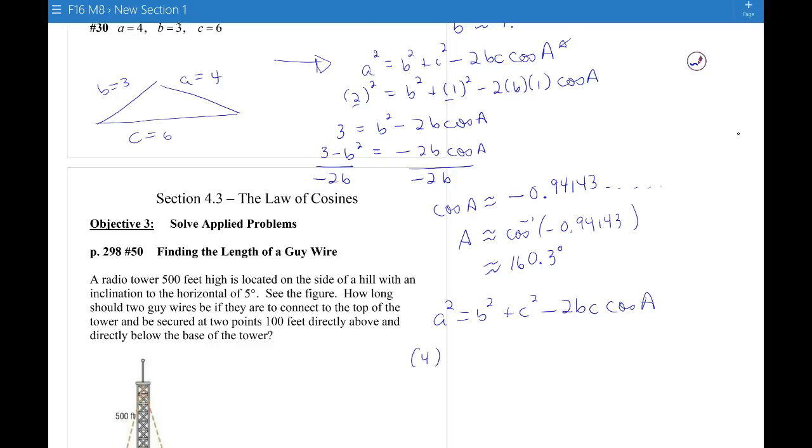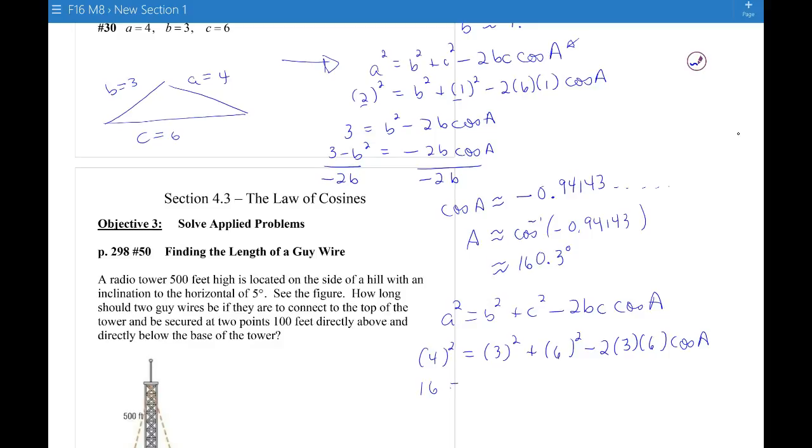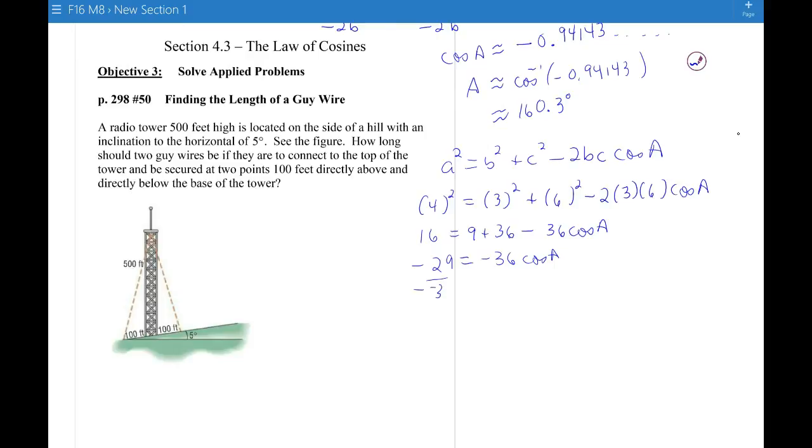So we'll have our a, which is 4 squared, equals b, which is 3 squared, plus 6 squared minus 2 times 3 times 6 cosine of angle A. So I get 16 equals 9 plus 36 minus 36 cosine of A. And then I'll have negative 29 equals negative 36 cosine of A. Dividing both sides by negative 36, I'll get 29 over 36, positive now, equals the cosine of A.